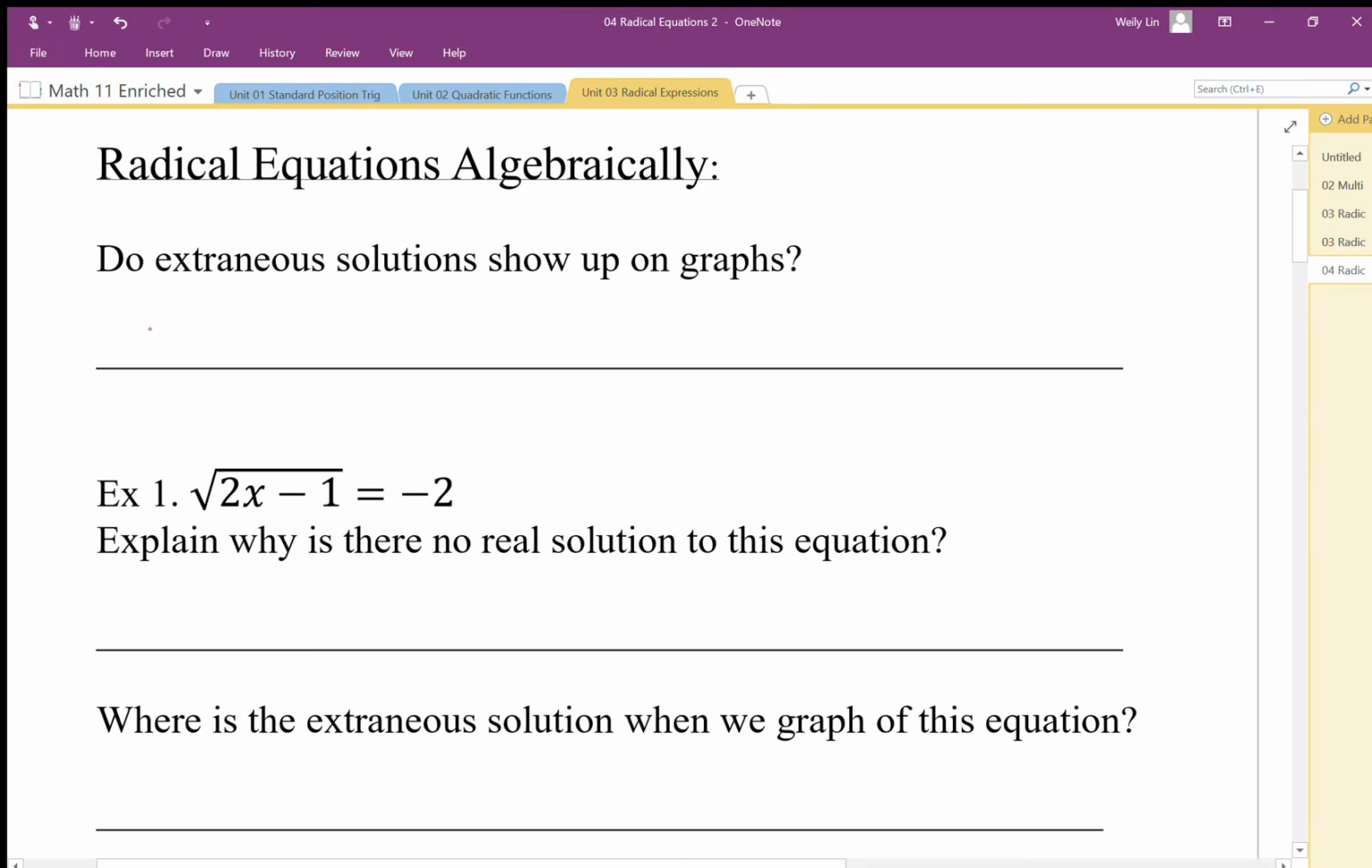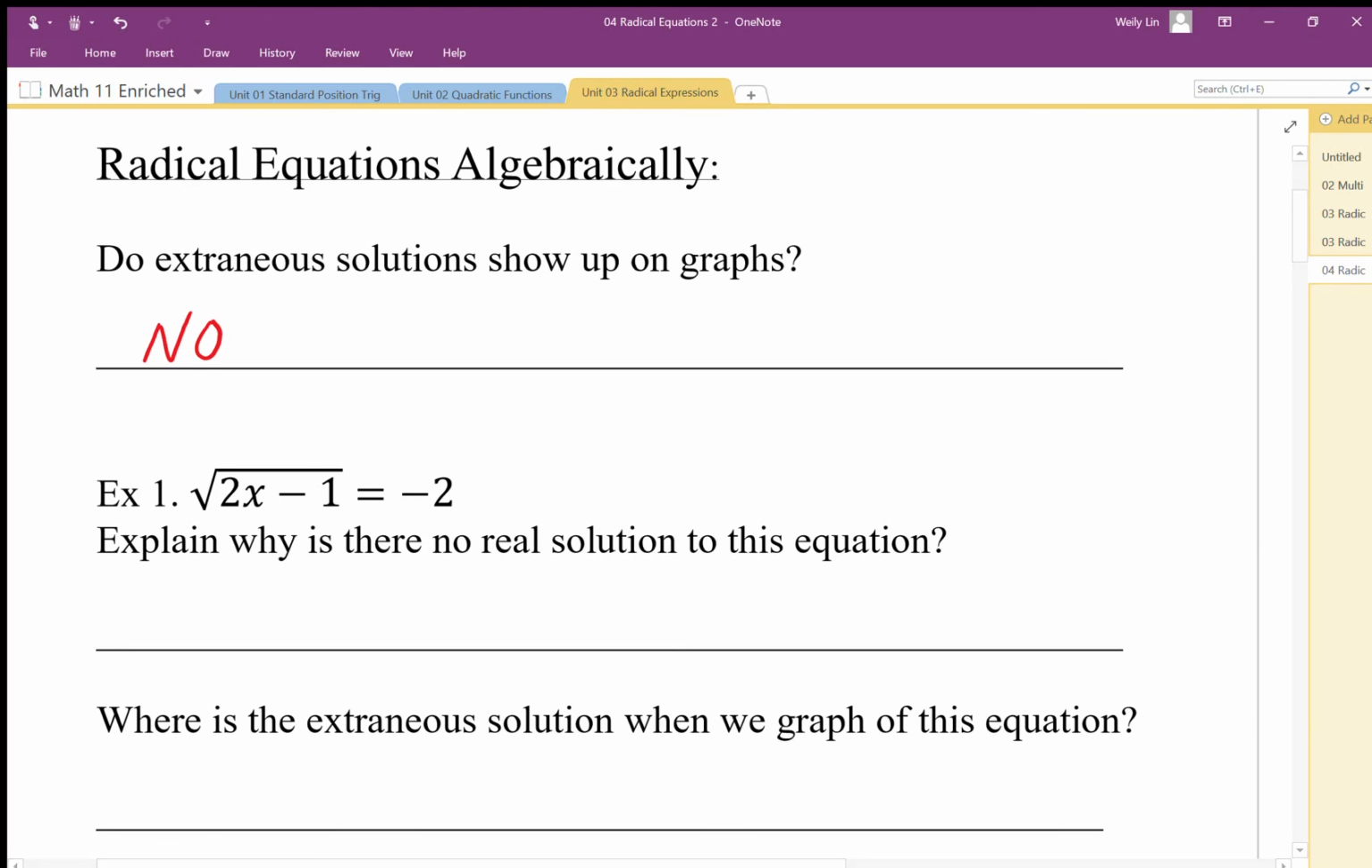And the answer would be no. Extraneous solutions do not show up on graphs. So if you graph the original equation, you will not see an intersection of points, or if you graph it equal to 0, you will not see the graph cross 0. So extraneous solutions never show up on graphs. What that means is we can actually check for extraneous solutions on graphs as well.